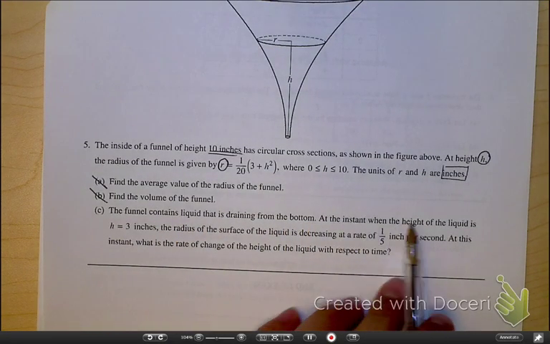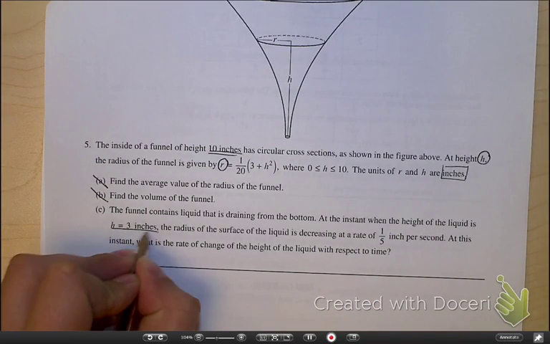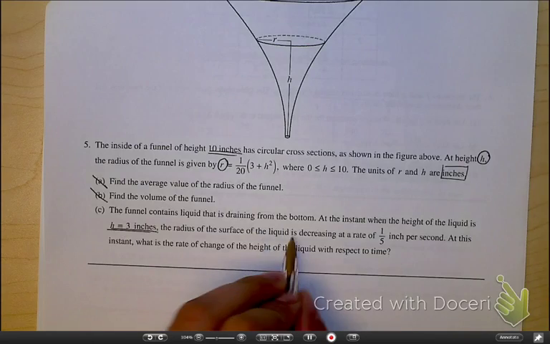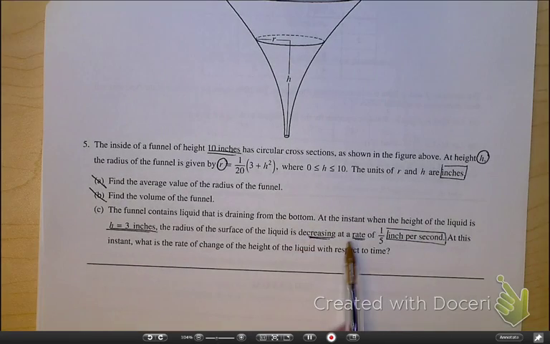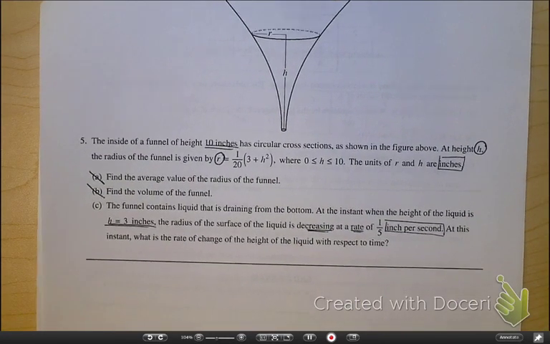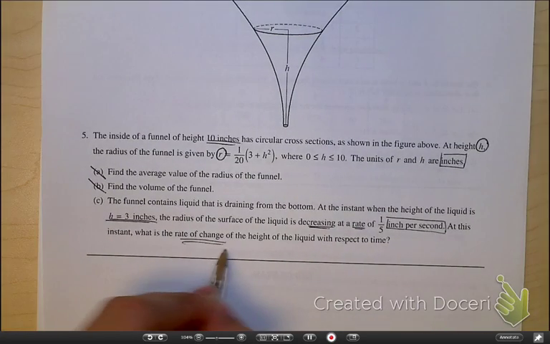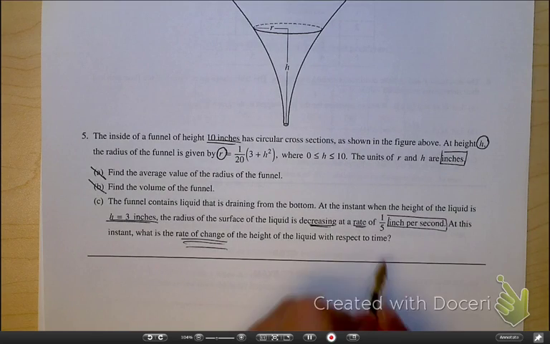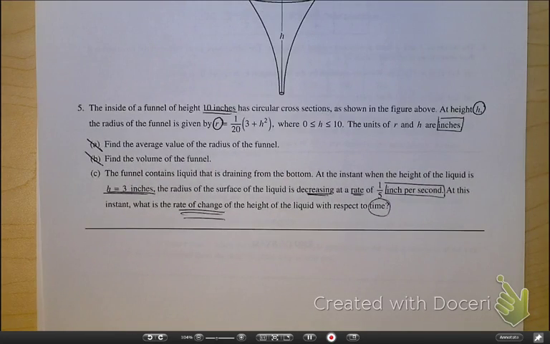At the instant when the height of the liquid is h equals 3 inches, the radius of the surface of the liquid is decreasing at a rate of 1/5 inch per second. Anytime you see that word rate, you should have a little red flag going in your mind that says rate of change. It says at this instant, what is the rate of change of the height of the liquid with respect to time? All right, beautiful. So this is a related rates problem.